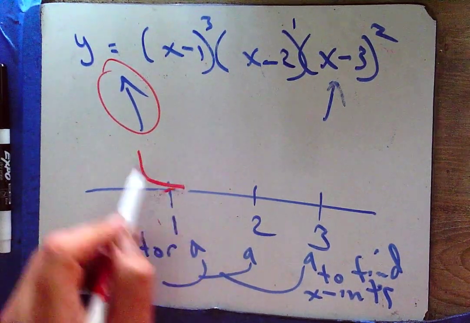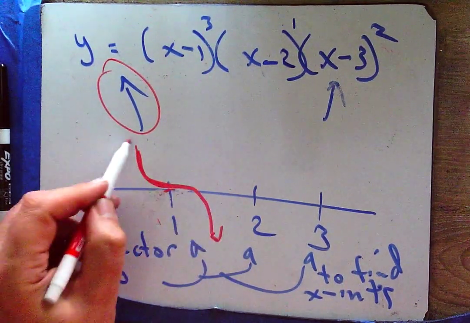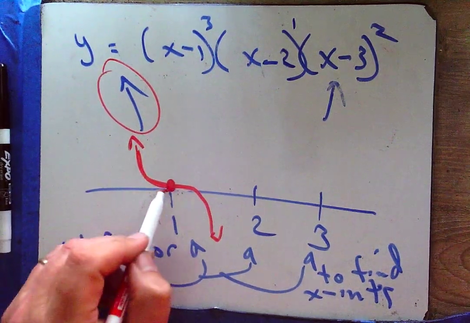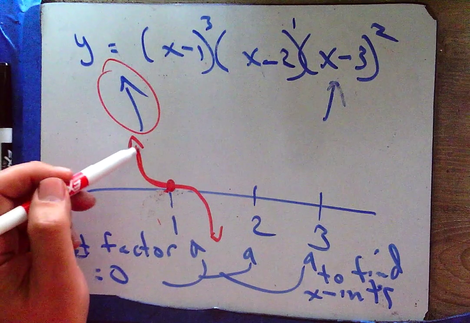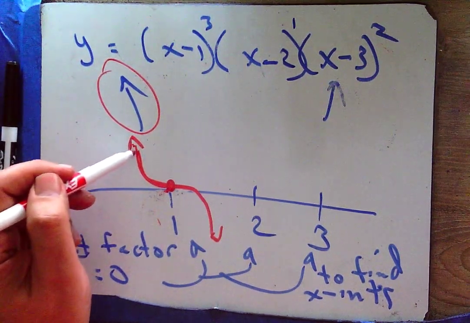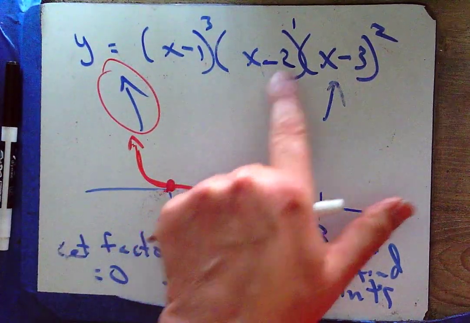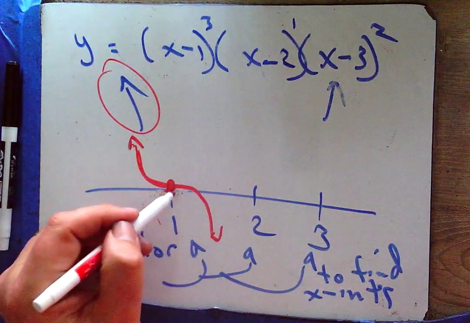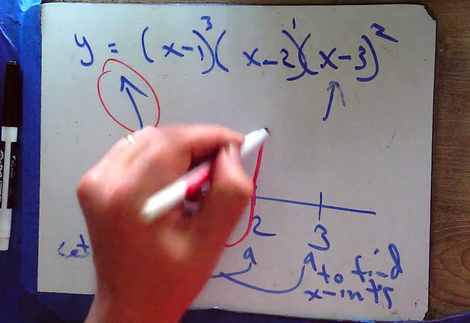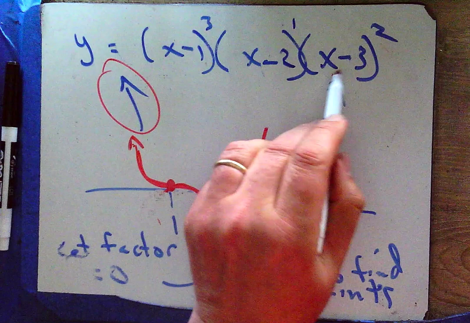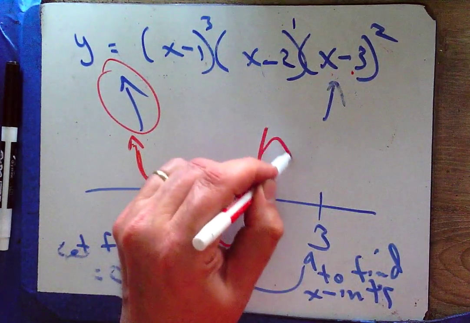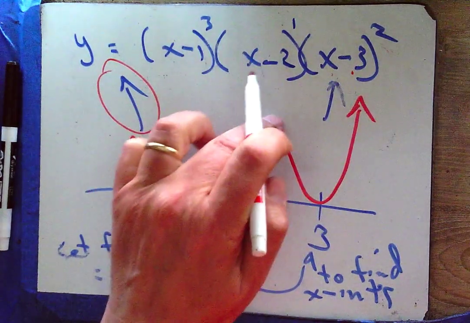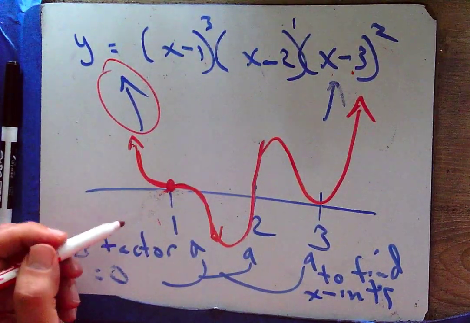My wiggle must look like the negative x to the third. Okay? So at that point, I'm drawing a negative x to the third or a positive x to the third, and we determined that we wanted the negative x to the third. Now here at x equals 2, because I have a multiplicity of 1, I'm just going to pass through. And then when I get to x equals 3, what does that tell me? That's right, I have to bounce. So there's my graph of the polynomial.